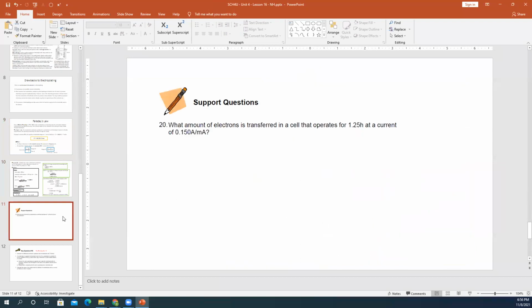Okay, so there's a support question for you to practice with. It's very similar to this type of question. A little bit different. It's not asking for the mass of something. It's asking what amount of electrons is transferred in a cell that operates for an hour and a quarter, 1.25 hours, at a current of 0.15 amps per milliamp. So this is the current that's being applied.